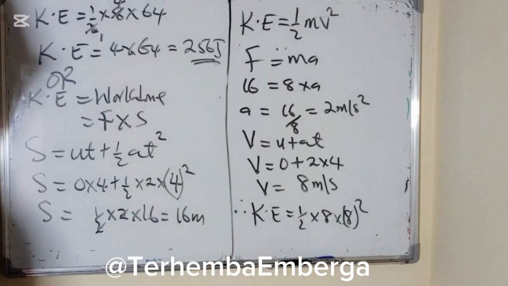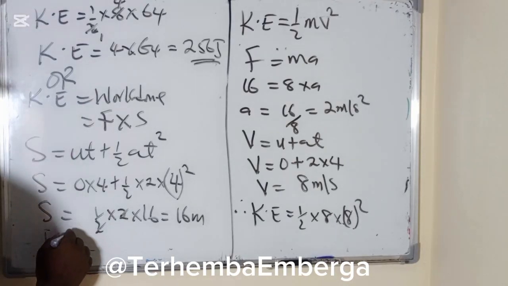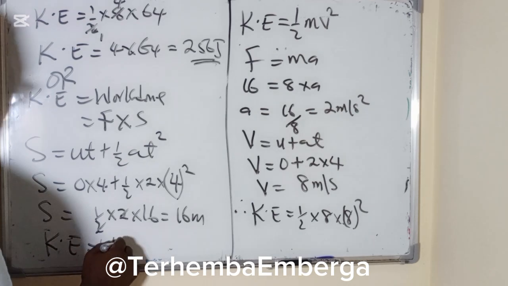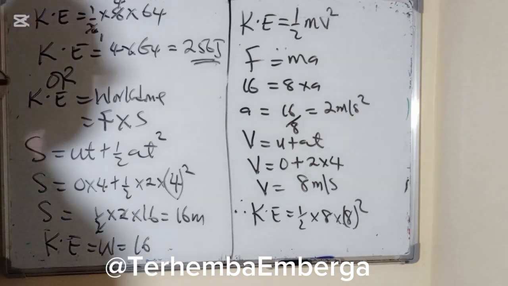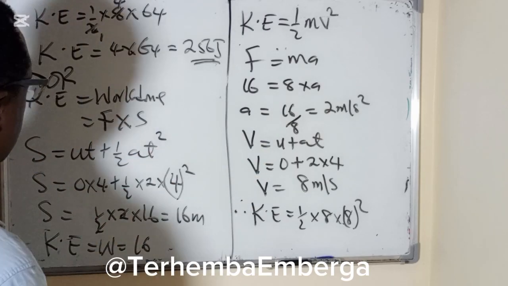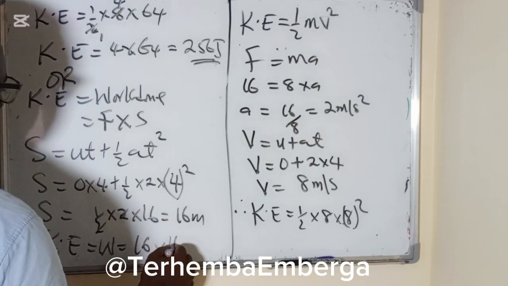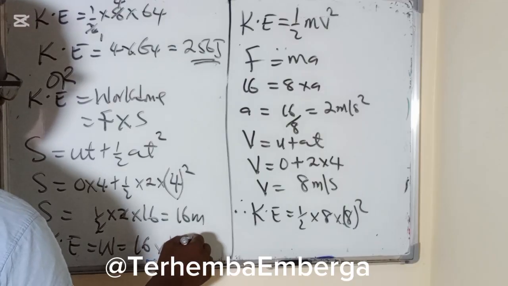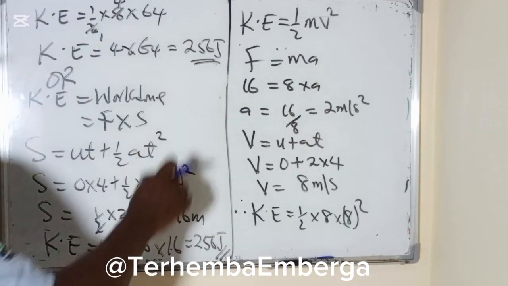So if you deploy this formula, kinetic energy now will be equal to work done, which is equal to the force, given as 16, times the distance, 16, and that will give us 256 joules, which is the same thing as this.